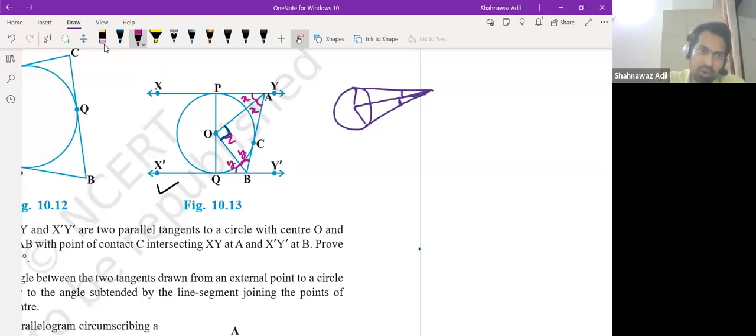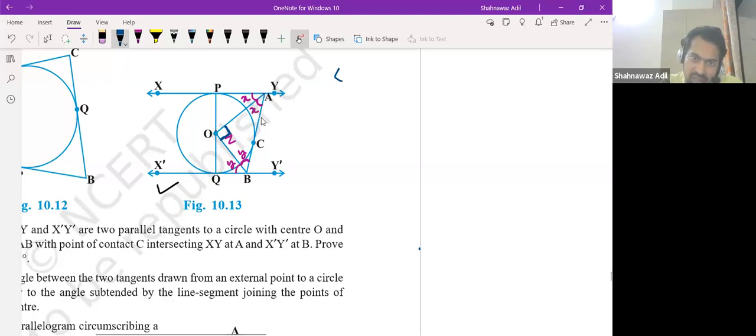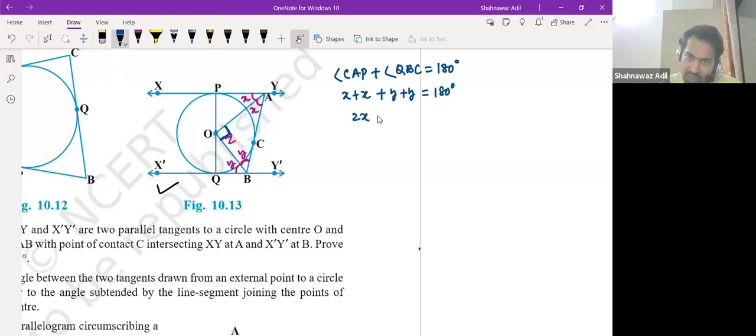Yes, sir. So what we can do now is write that angle CAP plus angle QBC is 180. Angle CAP is X plus X, and this is Y plus Y. So 2x plus 2y is 180 degrees. So x plus y is 90. This was the goal, right, Abir?